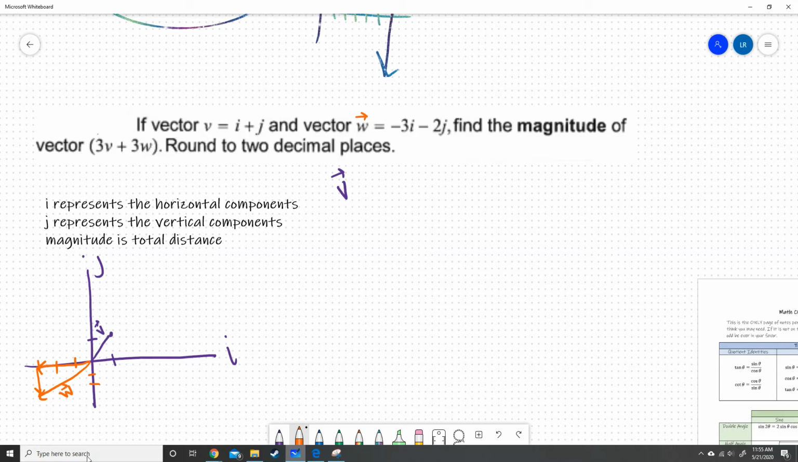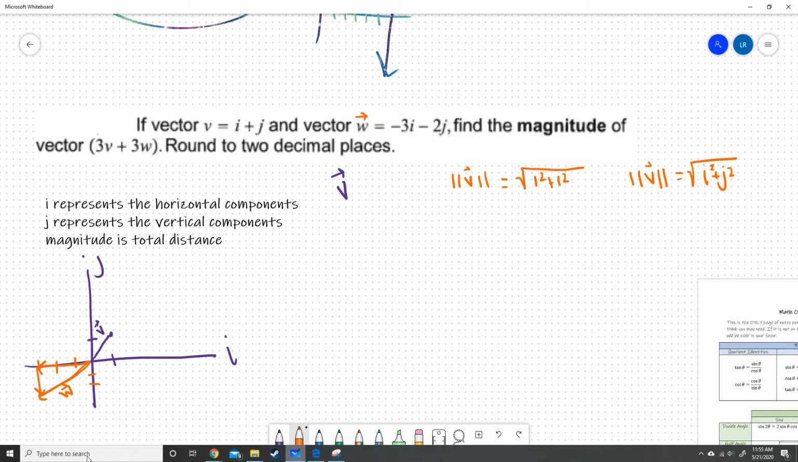If you know I and J, you could very easily find the magnitude. The notation for magnitude is a double line. So the magnitude of the vector V would be a double line with a V inside of it. It's like a double absolute value. And the magnitude of the vector V would be the square root, from the Pythagorean theorem, of 1 squared plus 1 squared, I and J. So the magnitude of vector V is going to be the square root of I squared plus J squared.